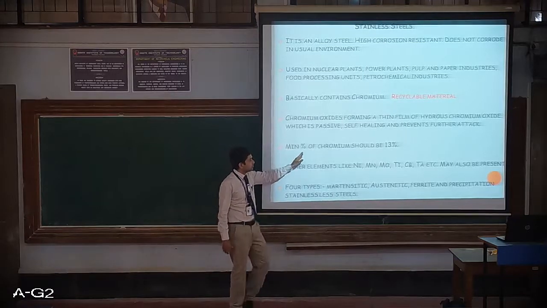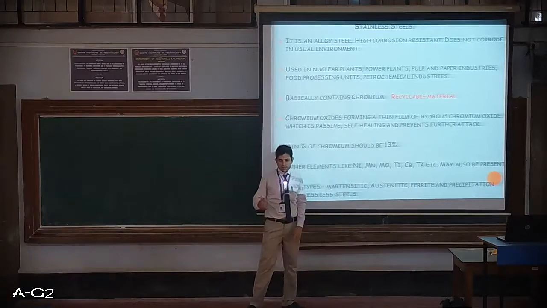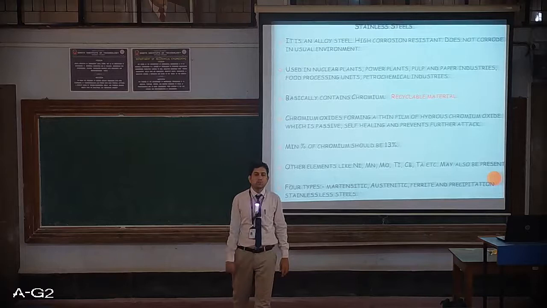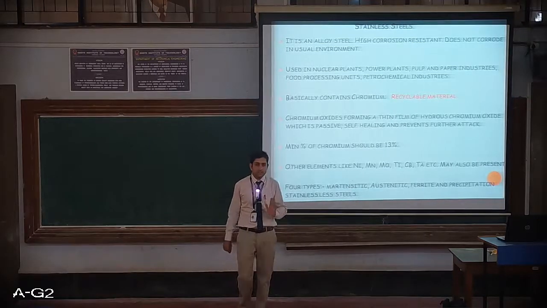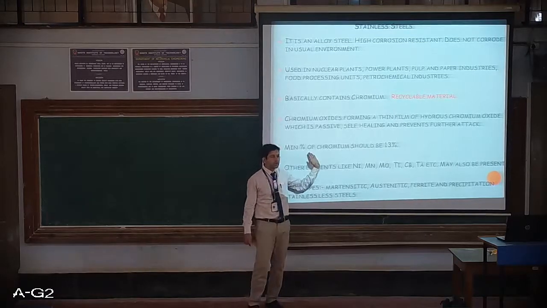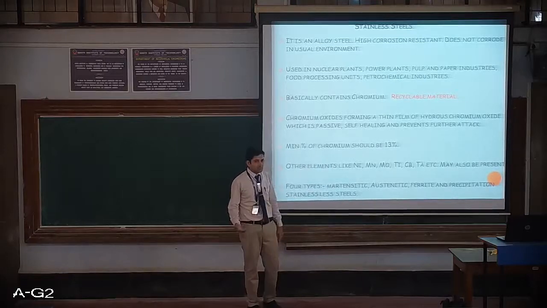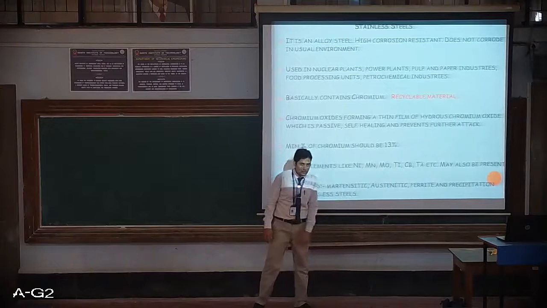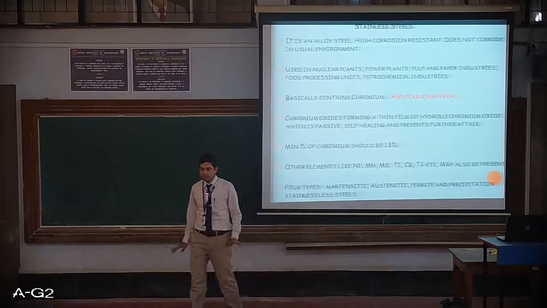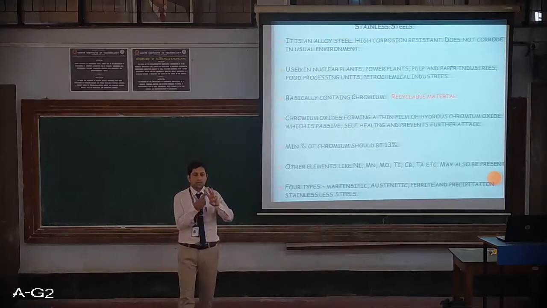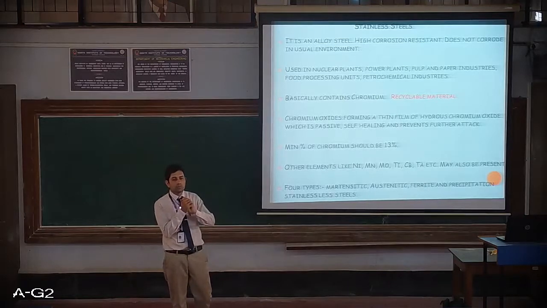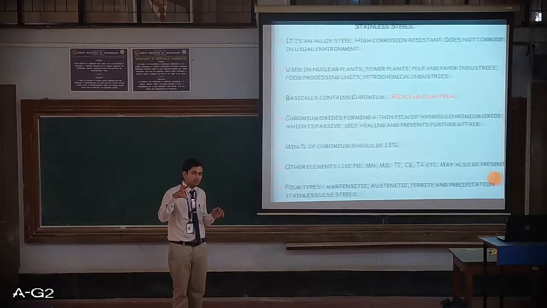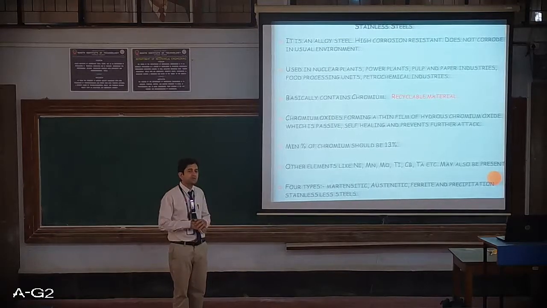And the minimum percentage of chromium should be 13. So if the steel has to be called stainless steel, then the minimum percentage of chromium should be 13. If it is lesser than 13, then it will not be called stainless steel. Then other elements can also be present, like nickel, manganese, molybdenum, titanium. It is not restricted only to these three elements, that is iron, carbon and chromium. Other types of elements can be present. These elements will be present for certain specific applications.